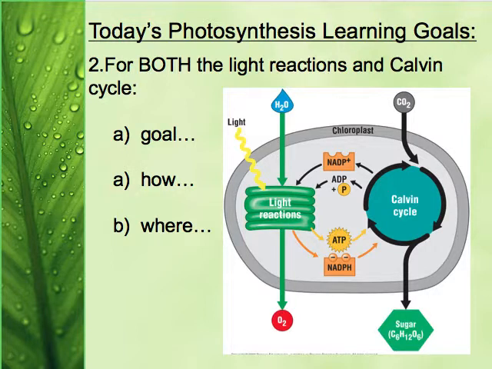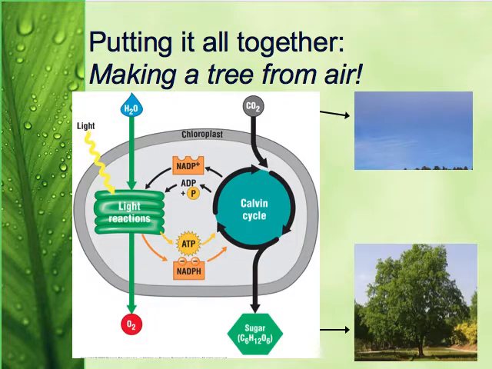The Calvin reaction's goal is to store the energy of ATP and NADPH by making sugars from carbon dioxide gas. How does it occur? In three distinct phases: fixation, reduction, and regeneration. And where does it happen? In the stroma of the chloroplast. I now hope that you can understand that we can take air and actually build a tree.